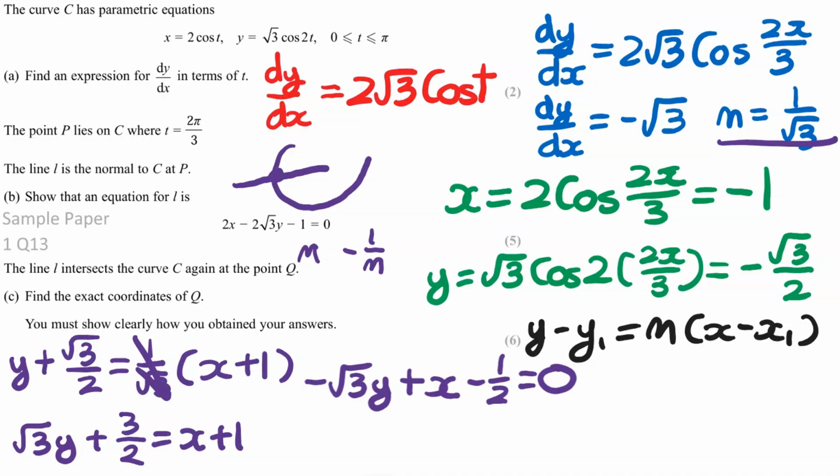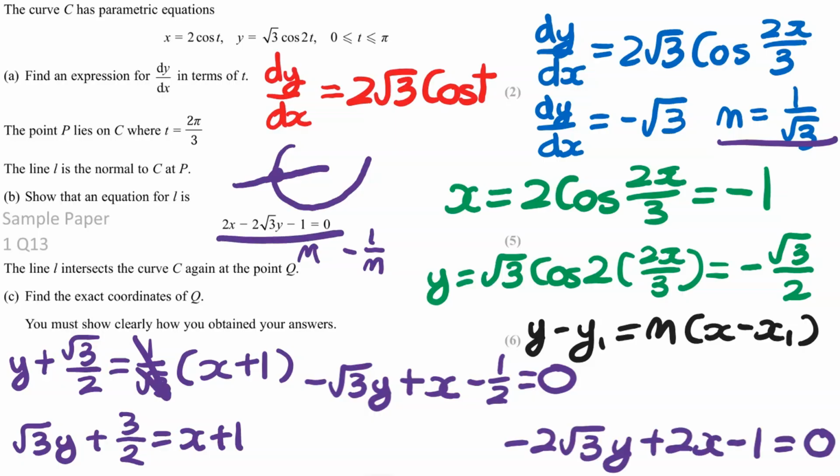You can see that this is the exact equation we've got here, but everything here is multiplied by 2. We've got x here, they've got 2x; we've got minus root 3 here, they've got minus 2 root 3; and they've got minus 1 here, we've got minus a half. So if we just multiply through by 2, we get that minus 2 root 3 y plus 2x minus 1 is equal to 0, which is the equation that they want.